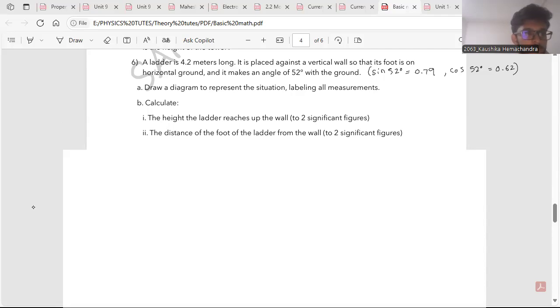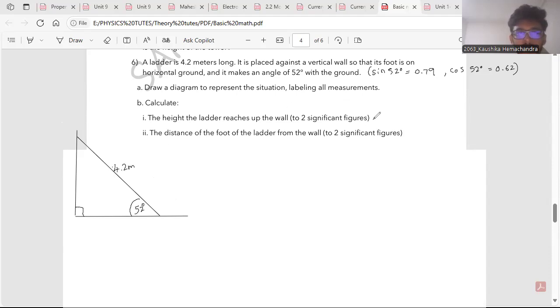Okay, diagram time. A ladder, you can draw the ladder this way or the other way, it's all right. So a ladder is placed against a vertical wall. The wall is making 90 degrees with the ground. That is what you mean by vertical. Its foot is on the horizontal ground. The ladder makes an angle of 52 degrees with the ground. This is the 52-degree angle, right? So this is 4.2 meters, the ladder's length.